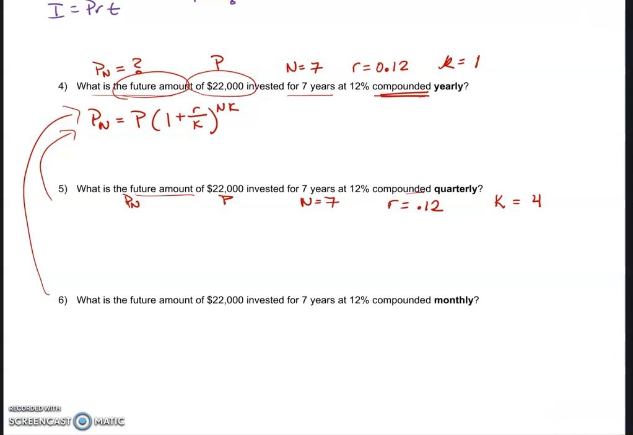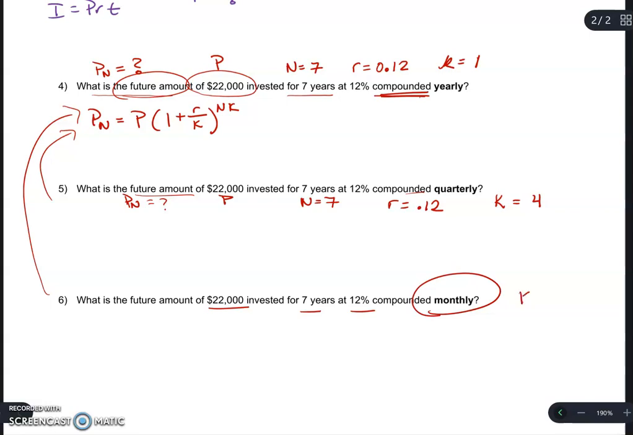Again, for number 6, same kind of info. Trying to find the future amount. We have the same principle, same time, rate, but this time it's compounded monthly. So you're going to be doing that 12 times a year, every month. So go ahead and plug everything in and crunch the numbers, and then you pause the video to do that, and then check against mine.